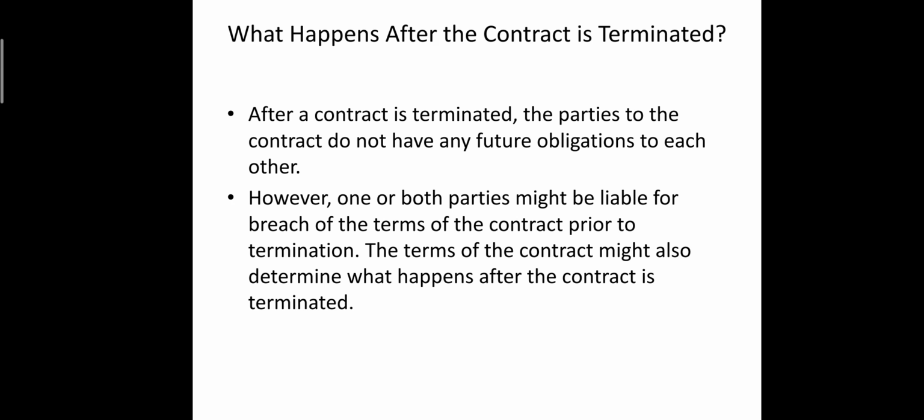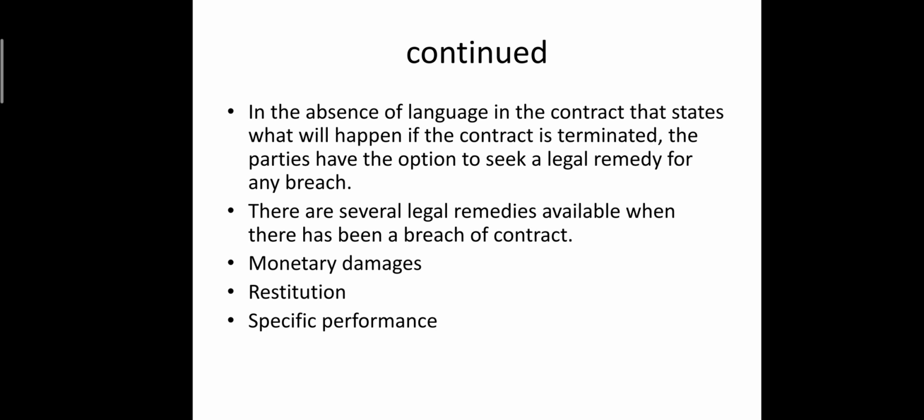What happens after the contract is terminated? After a contract is terminated, the parties to the contract do not have any future obligations to each other. However, one or both the parties might be liable for breach of the terms of the contract prior to termination. The terms of the contract might also determine what happens after the contract is terminated. In the absence of language in the contract that states what will happen if the contract is terminated, the parties have the option to seek legal remedy for any breach.